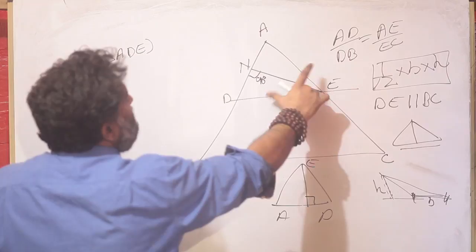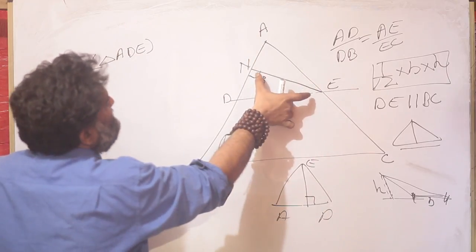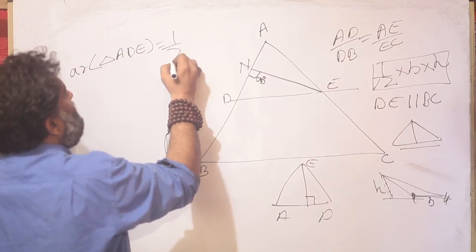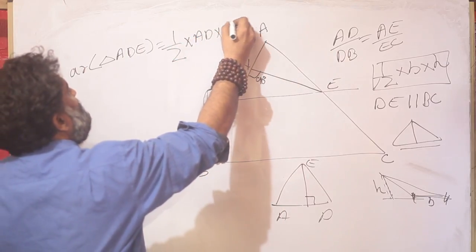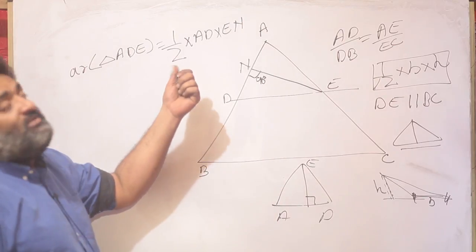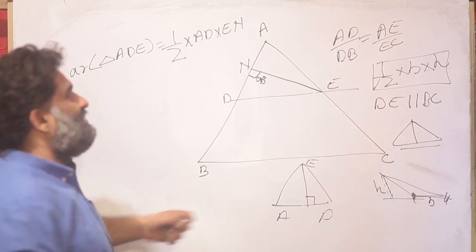So the area of triangle ADE is going to be half, AD is the base, AD into EN, where EN is the height. Before we go any further, write this result down for yourself because you'll be using it later.